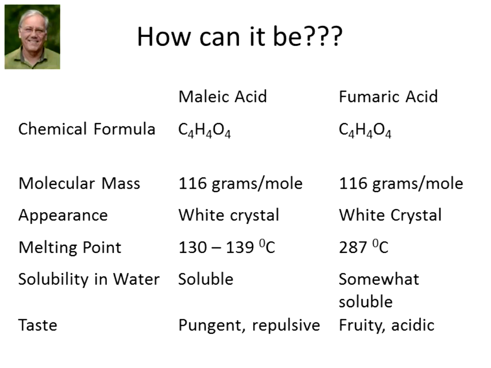Well, let's move ahead. When we look at malic acid and fumaric acid, they look somewhat the same. They're both white crystals, but they have very different melting points. Malic acid melts at 130 to 139 degrees Celsius. Fumaric acid melts at 287 degrees Celsius. Malic acid is soluble, whereas fumaric acid is somewhat soluble. Perhaps more interesting, malic acid to taste is very pungent. It's very repulsive. On the other hand, fumaric acid has a fruity, acidic taste to it.